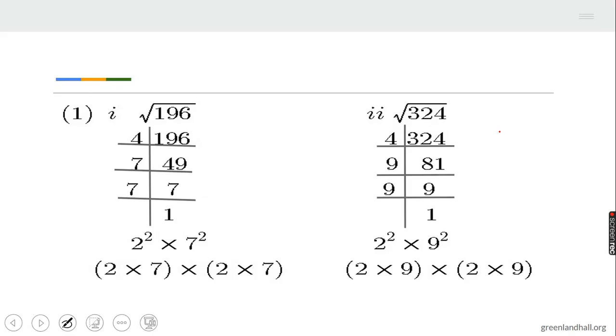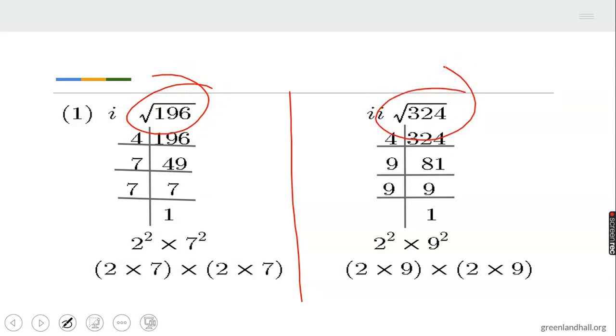But before we go into that, here is the correction for last assignment. You're supposed to find the square root of 196 and 324. The first thing to do is you use long division to get the factors, after which you pair them together. The multiplication of 1 is the square root of what we are looking for.